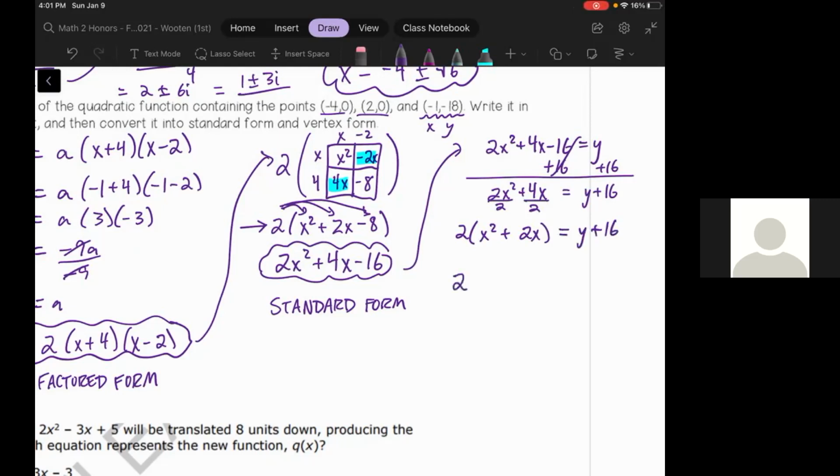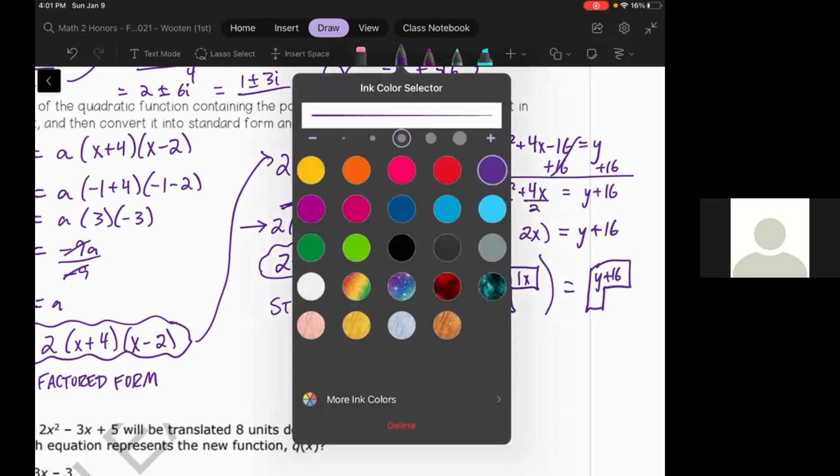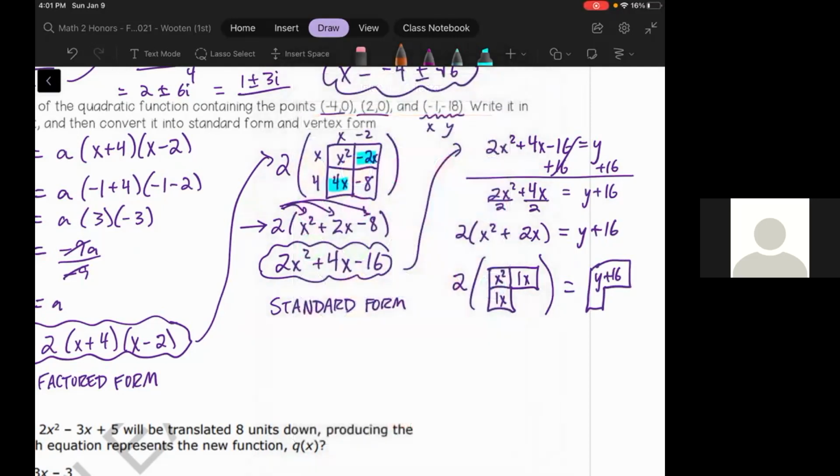Now we draw our incomplete square. So I'm going to have x squared. The 2x splits into 1x and 1x. Remember, I have a GCF of 2, so there are 2 of those incomplete squares. Then on the other side, we just have y plus 16. The GCF on the left never shows up on the right side until we do this completing the square step that we're about to do.